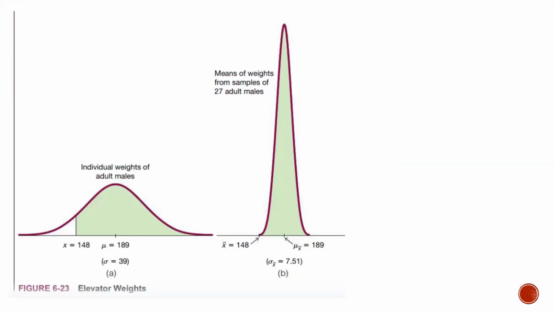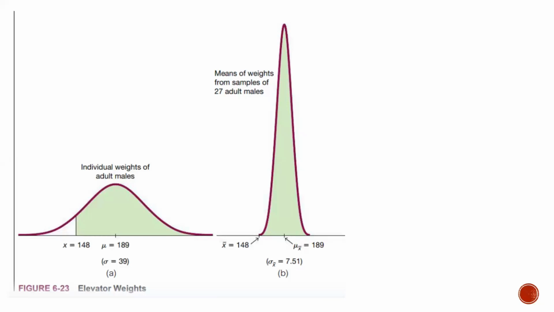So notice, this is the individual weights of adult males. It is normally distributed. We calculated the probability that a single male will be more than 148 pounds. It was 85%, a large majority, but there are people in here, you know them. My father-in-law is probably in here.